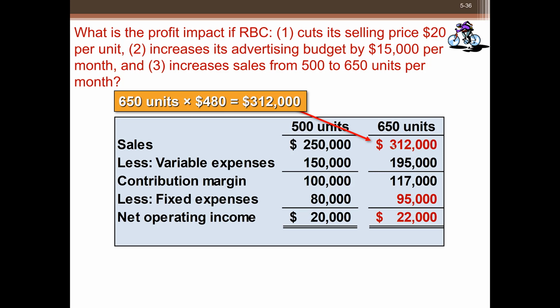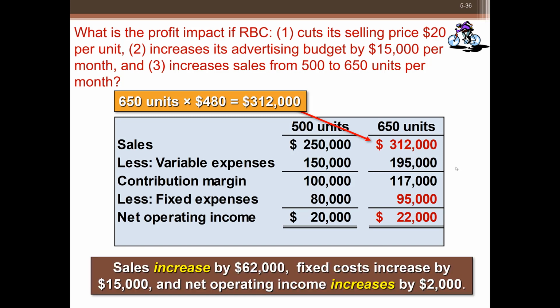Variable cost: $300 per unit times 650. You get 195,000. The difference is contribution margin. And we subtract the increased fixed expenses. Originally 80,000, but now the company has increased the advertising budget by 15,000. So 80,000 plus 15,000, you'll get 95,000. And subtract 95,000 from total contribution margin, you'll get net operating income of 22,000.